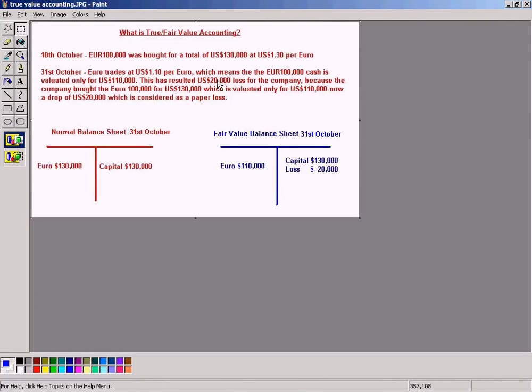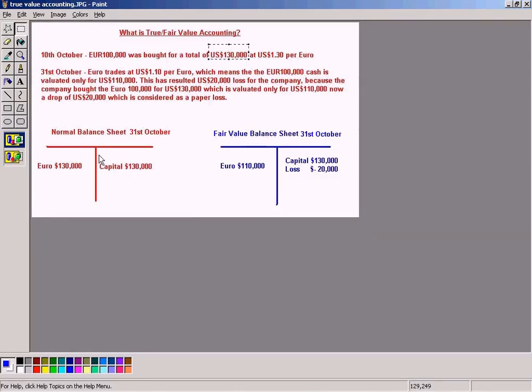The first one is to present it in the normal way, which very small companies tend to do. They don't convert or they don't value the euro balance. They don't value the euro balance to the prevailing market rate. They just use the original transaction value, which is 130,000, to prepare the balance sheet.